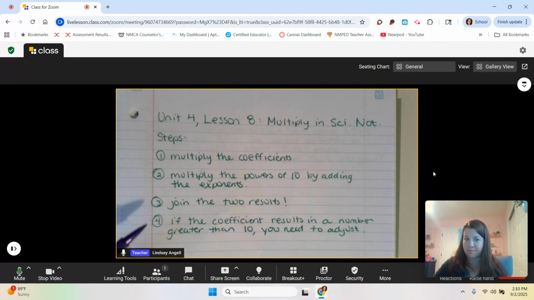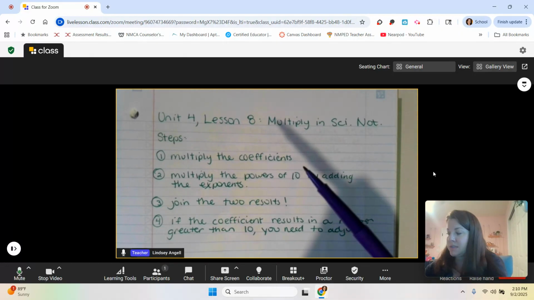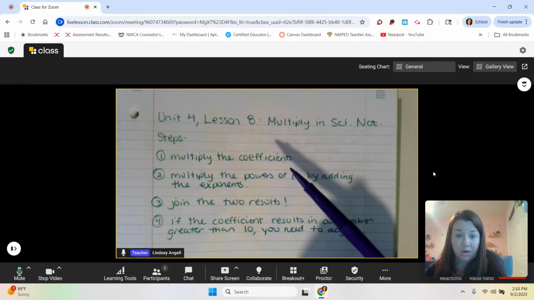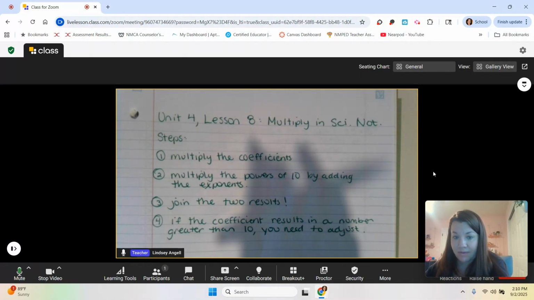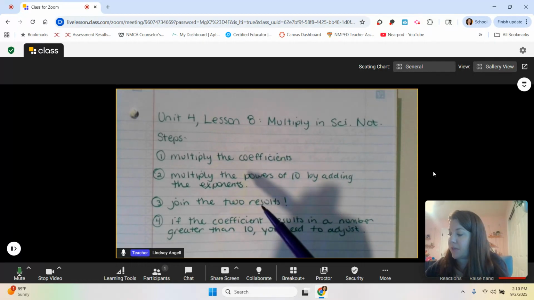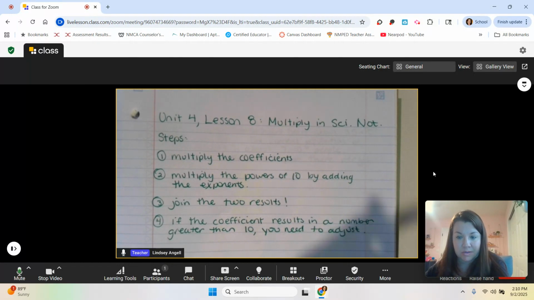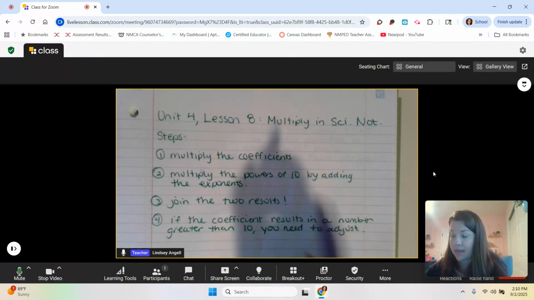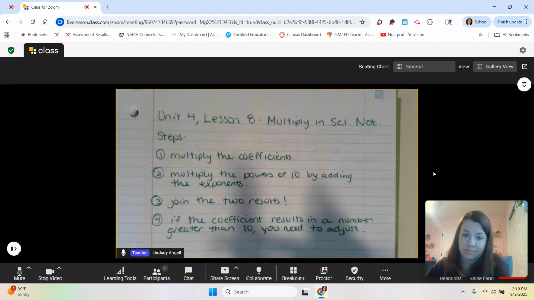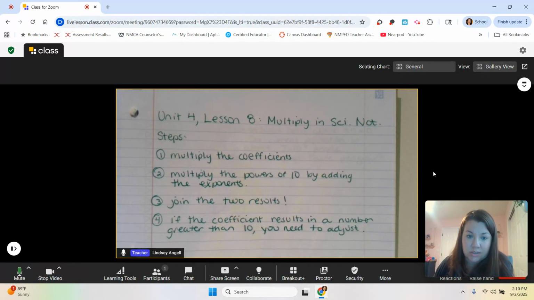These are very basic steps that I wrote down that are also explained in your lesson. So, super basic. First, you're going to multiply the coefficients together. Those are the decimal values. Multiply those together. Then multiply the powers of 10 by adding the exponents. Remember, when we multiply exponents and they have the same base, in this case 10, then you add the exponents. And then you just join the two results together.